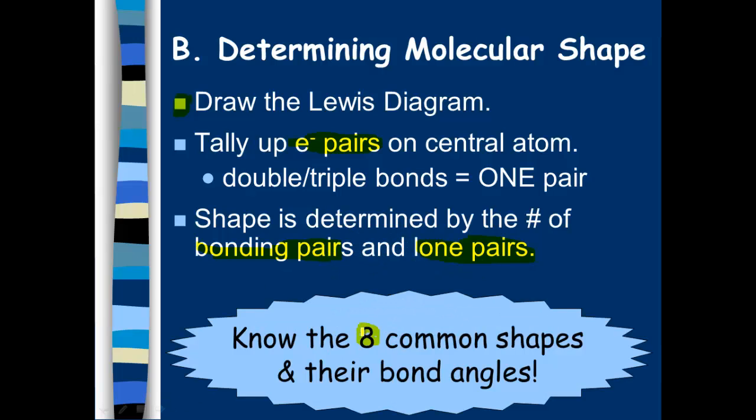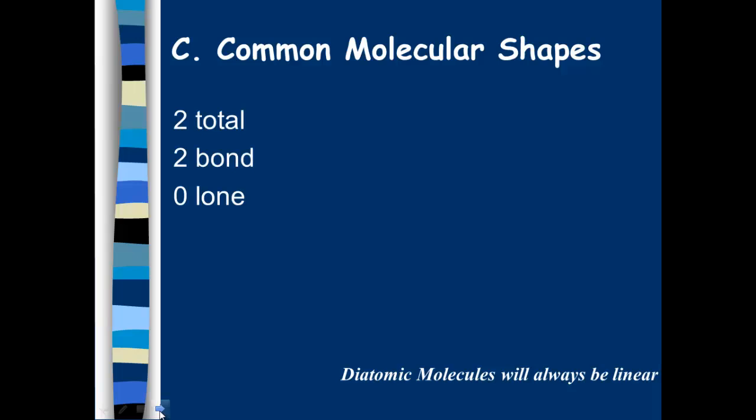And again, those 8 common shapes and their bond angles, you should have received a chart in class. And I'll show this to you at the end, and these you do have to just memorize. Okay, so we've got to get out the little flashcards. There is a Quizlet set up for molecular geometry, so you can use that as well.